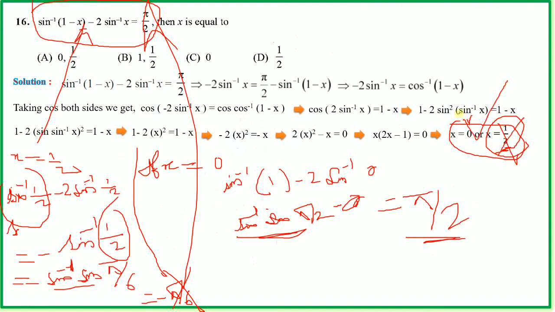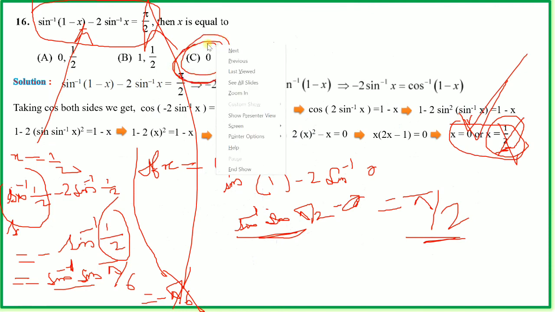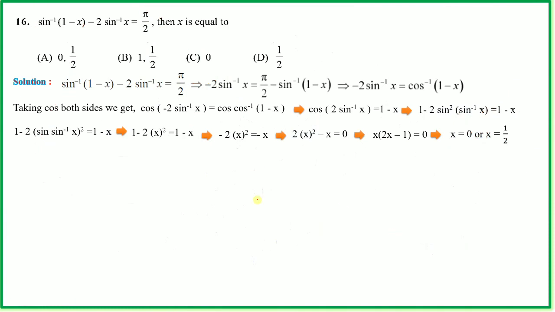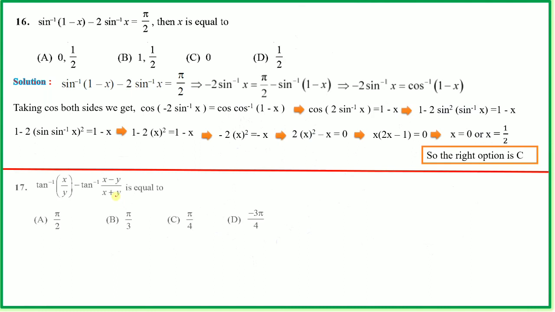So x is equal to 0 only is the right option. So the right option is option C only. Okay, so we have the right option is C. That's all about this wonderful question number 16. Now the question number 17, very simple and interesting.